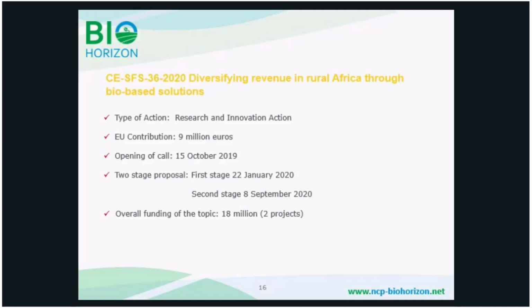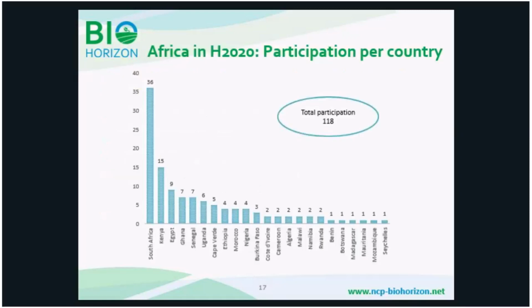So these were the 3 topics that will open the next period and will include African participations. We have prepared some data where you can see African countries and their participation in Societal Challenge 2 of Horizon 2020 since the beginning of the framework program from 2014 until today. You can see the participation per country. We have a total participation of 118 participants, and the largest participation comes from South Africa with 36 participants.